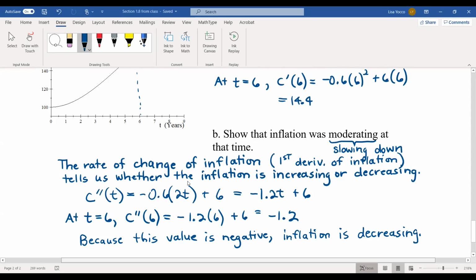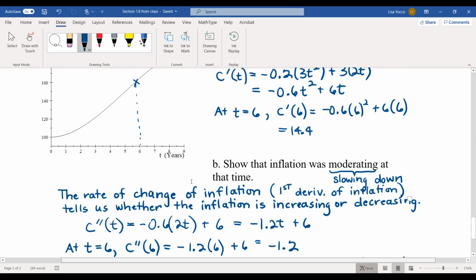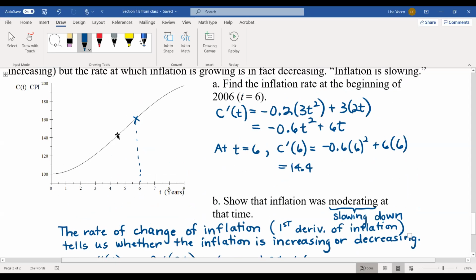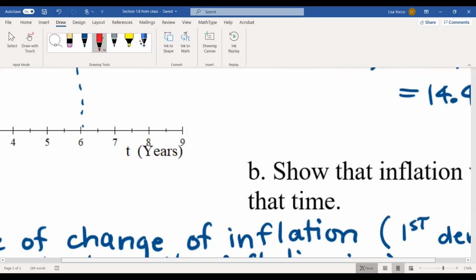Okay, so let's just look at the graph for a minute. What we're going to be doing next, in the next chapter, is applications of derivatives, which we've already looked at some of those, and this is an application of a second derivative.